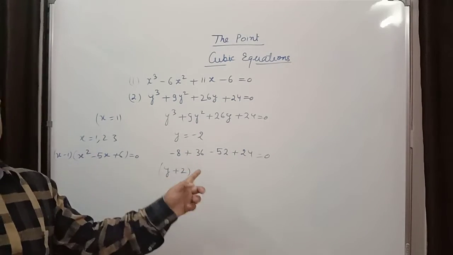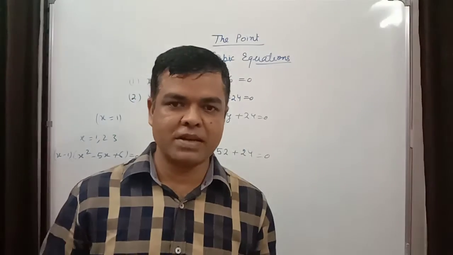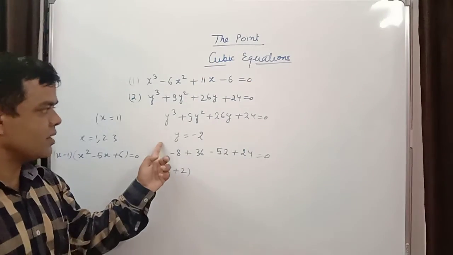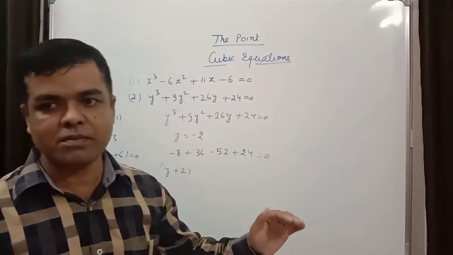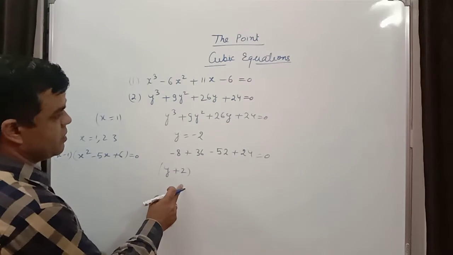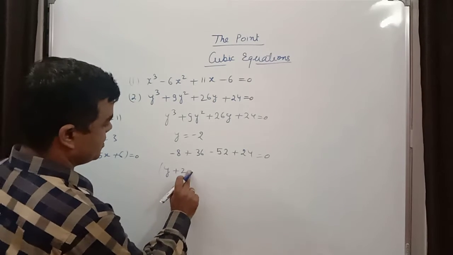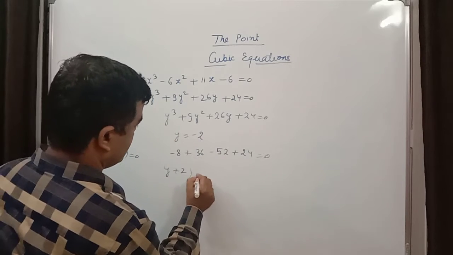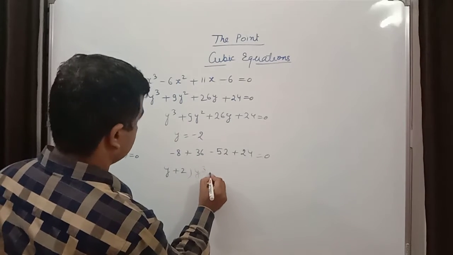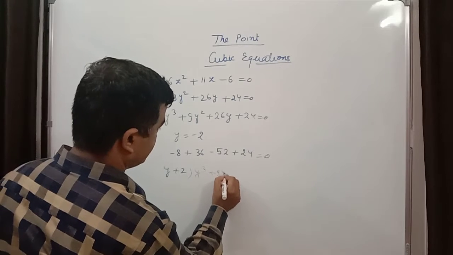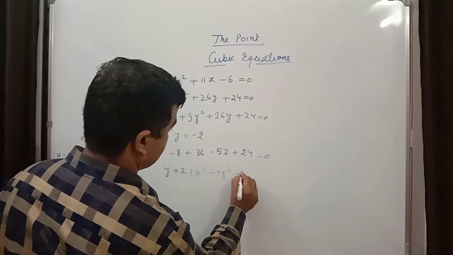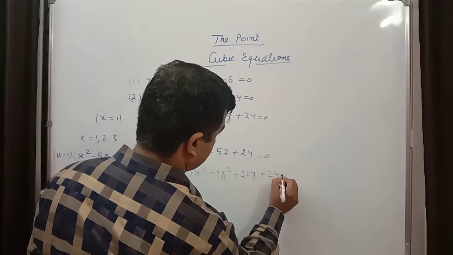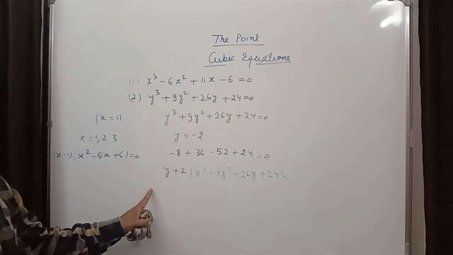If it is not coming, generally it comes with minus 1, plus 1, minus 2, plus 2. This will be coming in these two. If it is not coming, we can take y is equal to 3, minus 3. Okay. So now divide by y plus 2. This will be one factor and divide this equation y cube plus 9y square plus 26y plus 24. This divide by conventional method.